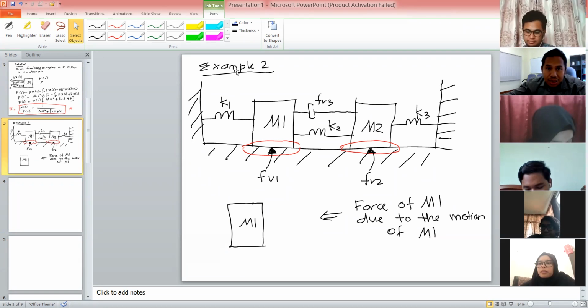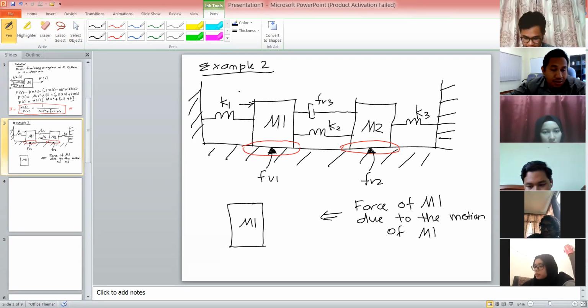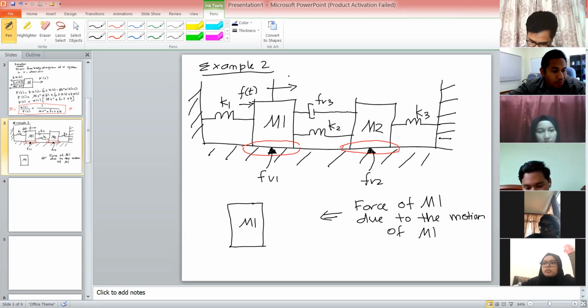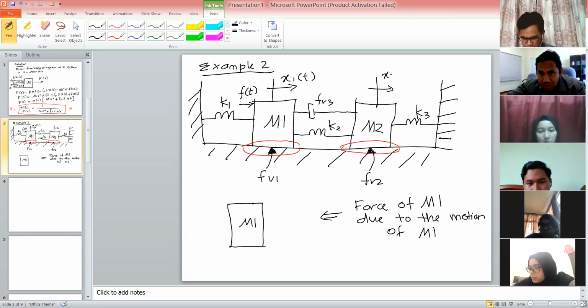Sorry, I missed something. Ft is here. Ft is the forward force at M1 here. And we have the directions x1t and x2t.